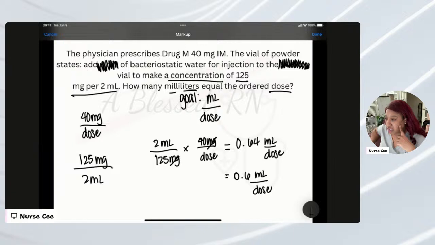So med surge is basically the anatomy. No, it's the pathophysiology. So you're going to need anatomy and physiology in med surge. You need to know what the heart does, what the kidneys do, what the lungs do, what the nephrons do and all that, because something's going to go wrong.